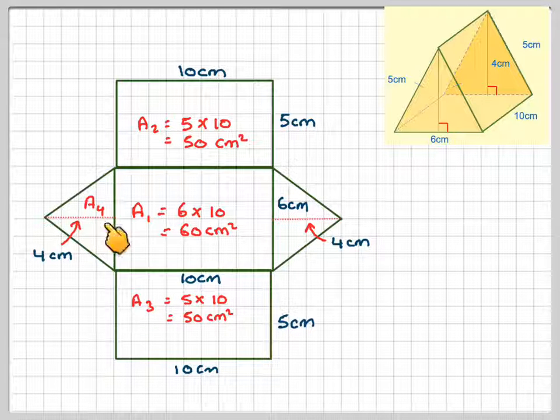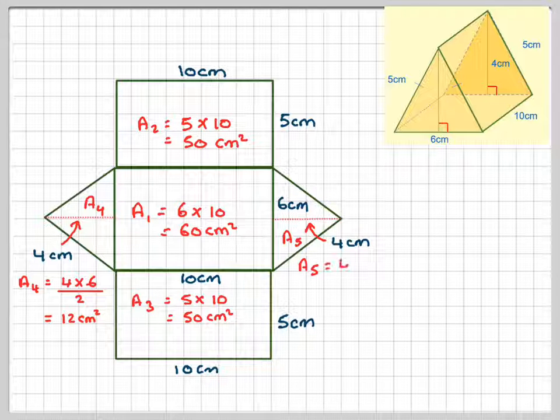The area of this triangle here is going to be 4 times 6 divided by 2. So this length here is 6, this length here will be 4. So it's half base times height, so it's 4 times 6 divided by 2, which gives me 12. And this one will be the same, which is 4 times 6 divided by 2, which again is 12.